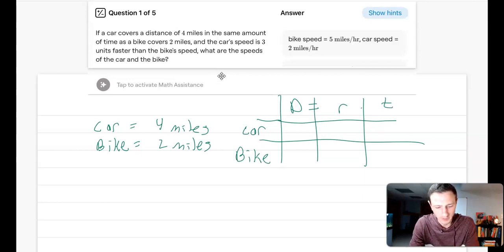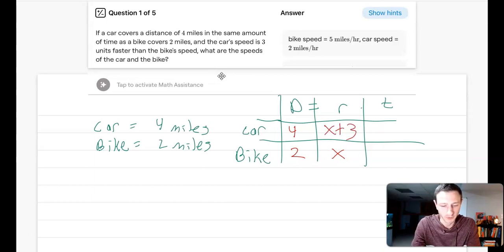Now let's just start filling in information. The car goes 4 miles. The bike covers 2 miles. The car speed is 3 units faster than the bike speed. We don't know the bike speed, and it doesn't give us any information about it, so I'm going to call that x. And the car is going 3 units faster, so x plus 3.